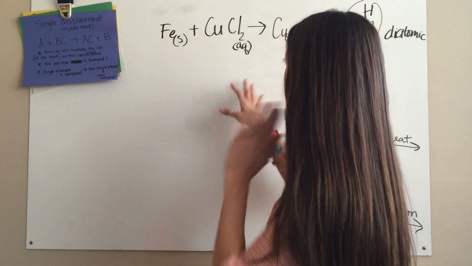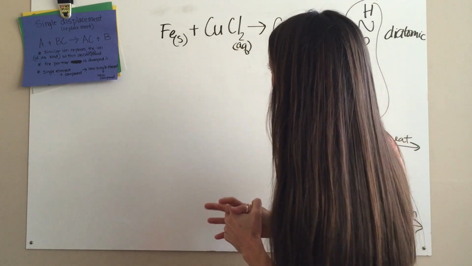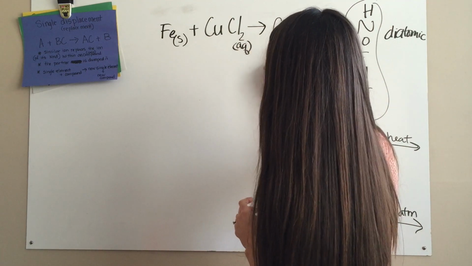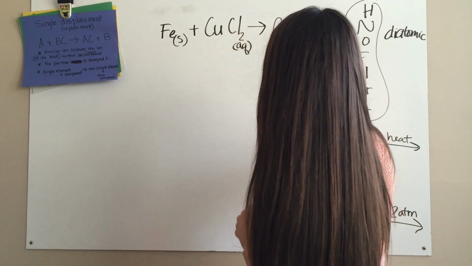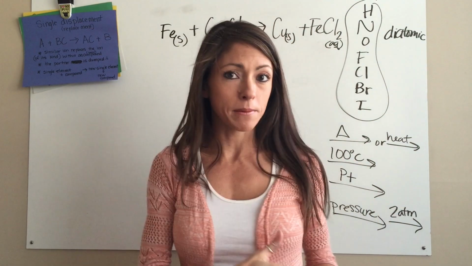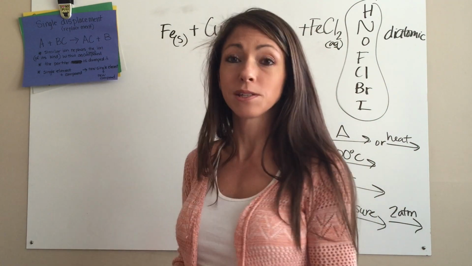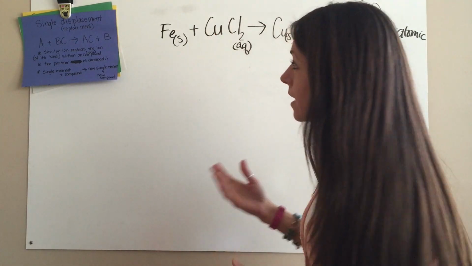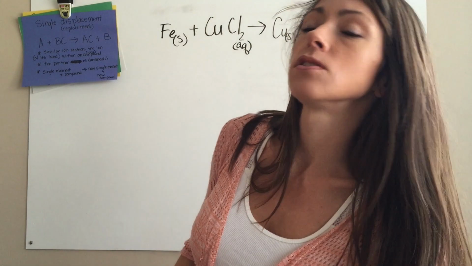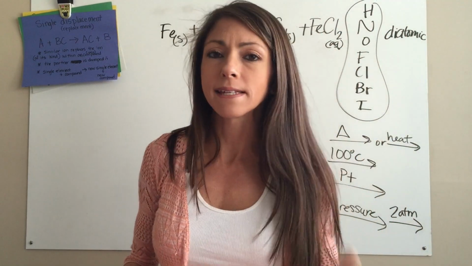So let's look at the quantitative side of this. Iron, we've got 1 here and 1 here. We've got 1 copper here and 1 copper here, 2 chlorines here and 2 chlorines here. So this is balanced. There is equal mass on both the reactant and product side, so we will not need to balance this one either. Now, this is a single displacement, sometimes called a single replacement. So you might see that word used, it means the same thing.